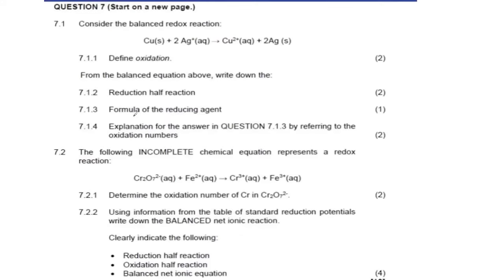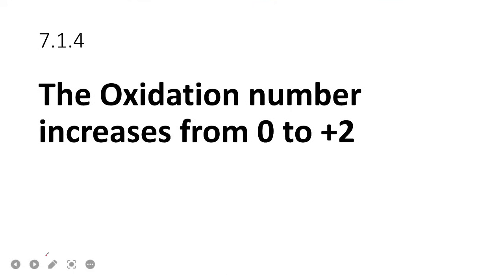Now, 7.1.4 says explanation, give an explanation for the answer in question 7.1.3 by referring to the oxidation numbers. So in terms of oxidation numbers, again, we will say why did we say copper is the reducing agent? So we mainly say that because the oxidation number increases from 0 to +2. So remember we had Cu here, and then there we have Cu2+. So the oxidation number increases from 0 to +2, right?